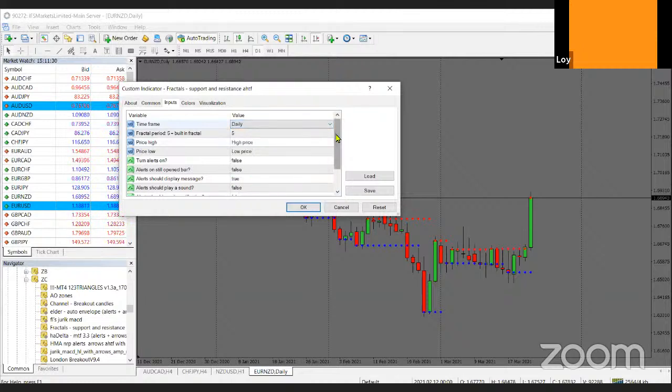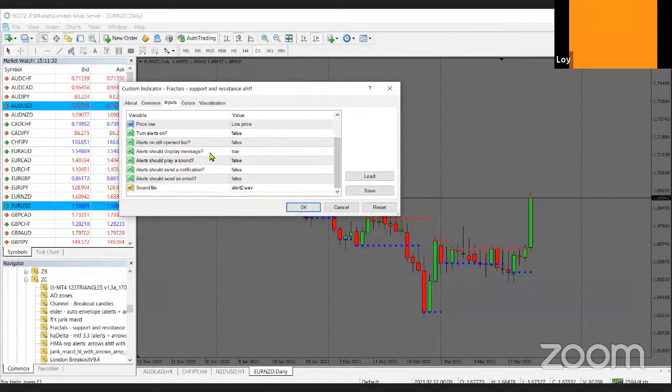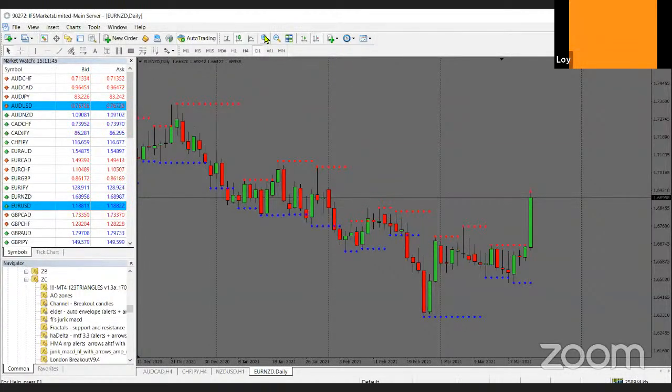Stick back with daily time frame. Then of course it comes with all the usual alerts. So if you're a price action trader who trades off purely levels, then the alerts will be useful for you. Right, and so I hope that clears up.